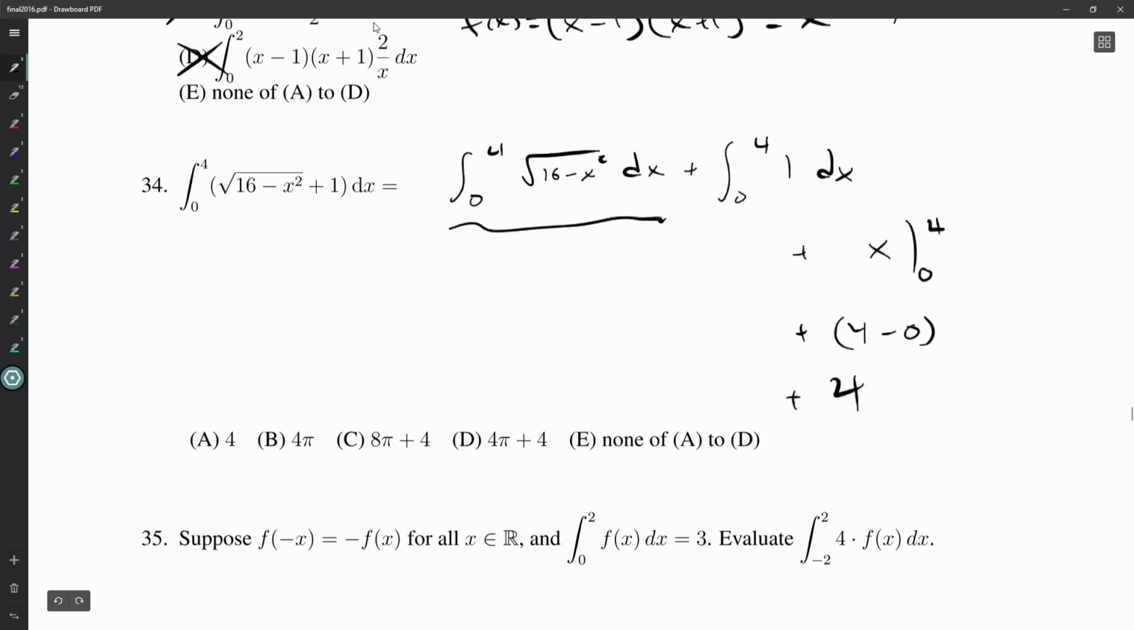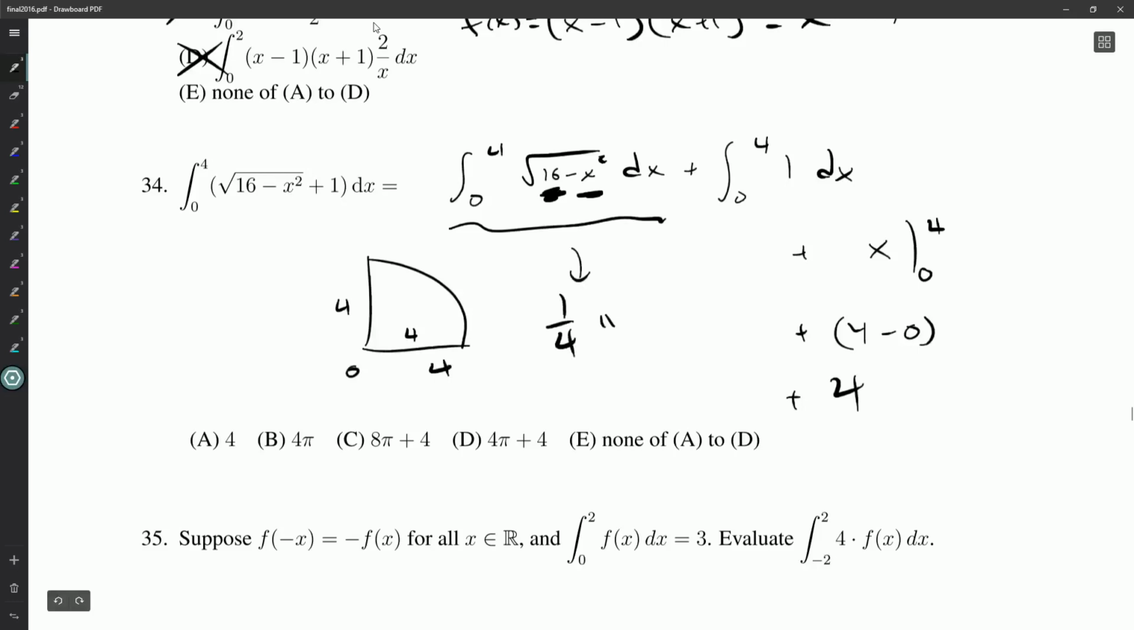But what is this? What is this sort of shape? And we might remember these square roots of squares minus x squared. This is actually going to be a quarter circle, going from 0 to 4. And I can see 16 is 4 squared. We're going to have a radius of 4 here. So this part here is a quarter circle of radius 4.